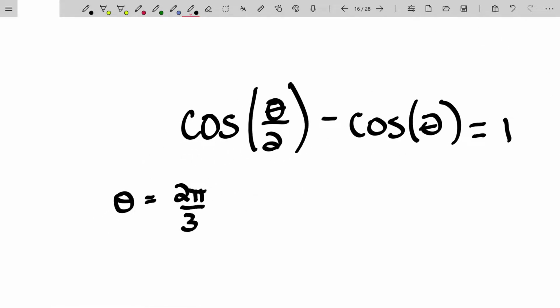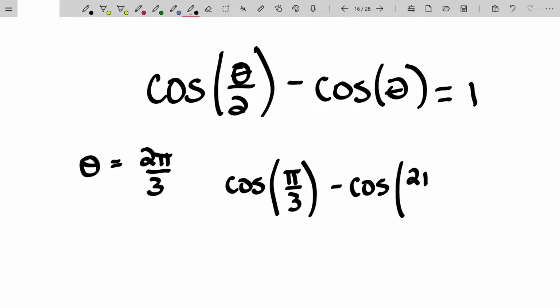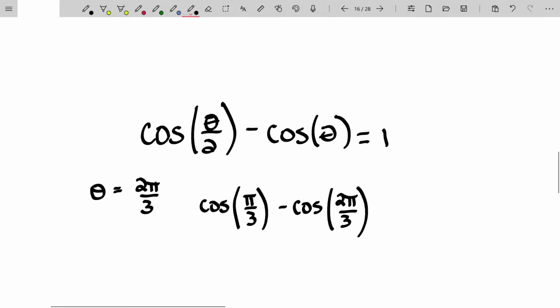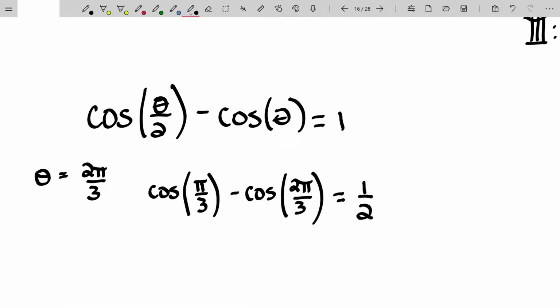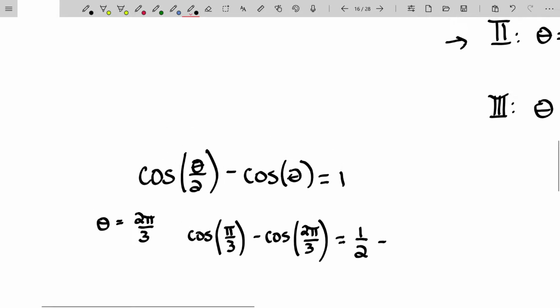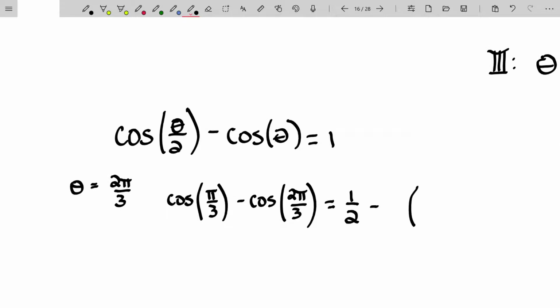You have to do this. So cosine of 2 pi over 3 divided by 2 is a cosine of pi over 3 minus the cosine of 2 pi over 3. So let's see. A cosine of pi over 3, we have our triangle up there, is a 1/2 minus the cosine of 2 pi over 3. Well, it has a reference angle of pi over 3, so that'd be basically like a 1/2. However, it's in quadrant 2, so it's going to be a negative 1/2. 1/2 minus a negative 1/2 is 1, and so that checks out.